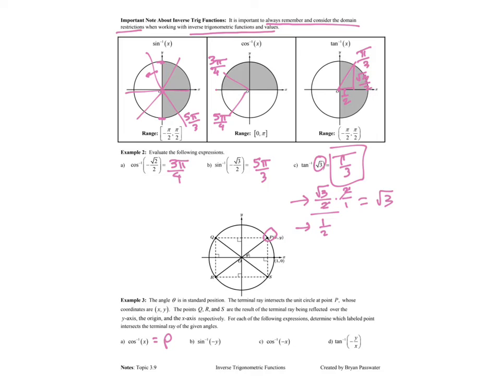So sine inverse of negative y. So where's that? Now we're in either R or S. Look at your sign restrictions. Has to be S. R or S? Negative y. Oh, so it's reflected across the x-axis.